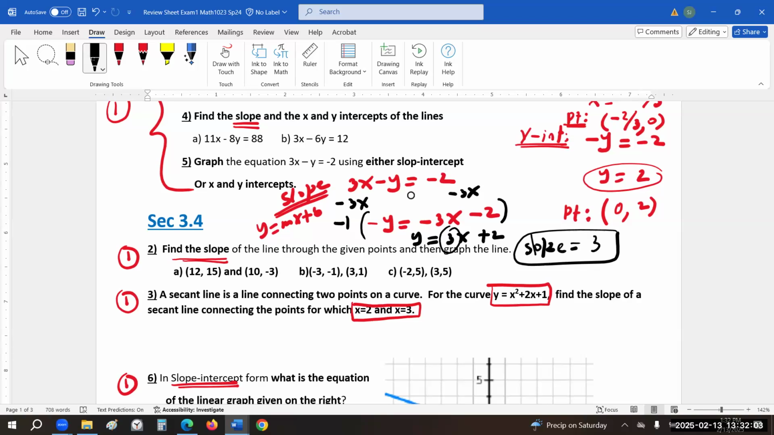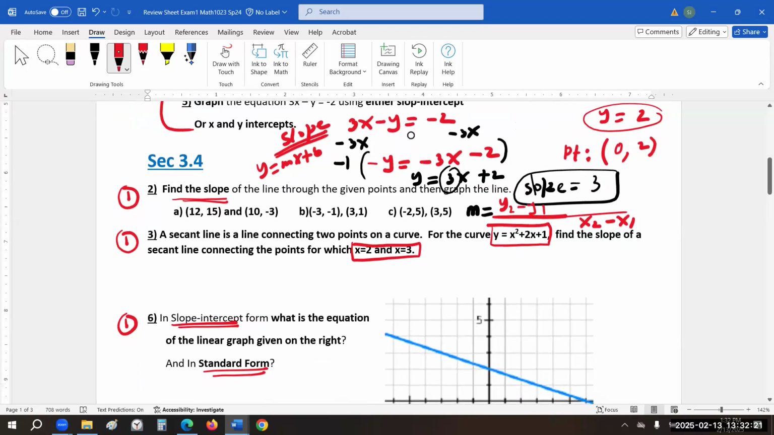Question 2, 2 points are given, find the slope. So we need the slope formula. What's the slope formula? y2 minus y1 over x2 minus x1. And then the second line: in the second line, they actually gave us the x value. So this is x1, this is x2.